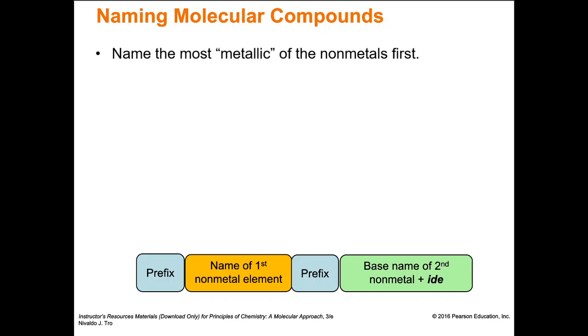Okay, so first we're going to name the most metallic of the nonmetals first. So what do I mean by the most metallic? What I mean by that is the furthest to the left. The things that are closest to the metals are going to come first. So for instance, we would name carbon before oxygen. Then change the ending of the nonmetal to IDE.